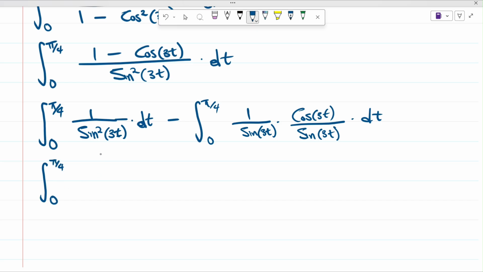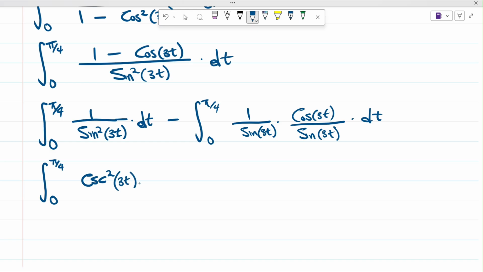So 1 over sine squared is equivalent to what when it comes to the reciprocal identities? It's equivalent to what? That's what I'm trying to ask you. So it's cosec, right? So this is cosec squared, because we had squared there.